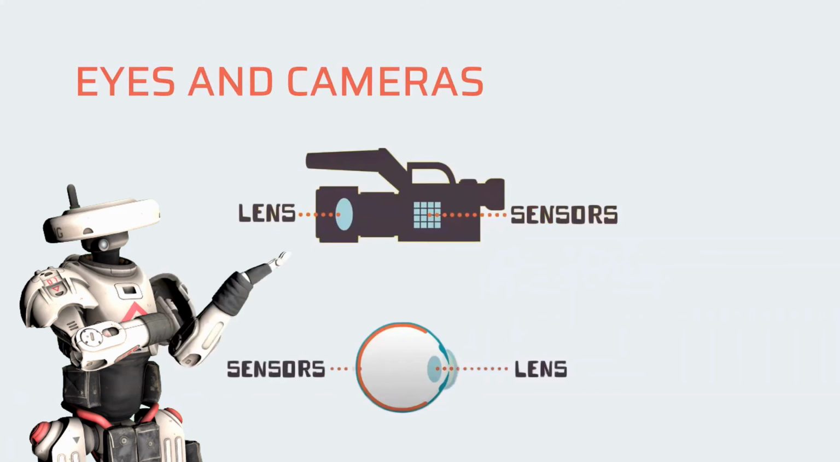So as you can see here, these are the biggest similarities between an eye and a camera. They both have lenses and sensors that allow light to pass through them in order to reach the photoreceptor, and that's basically how we see.